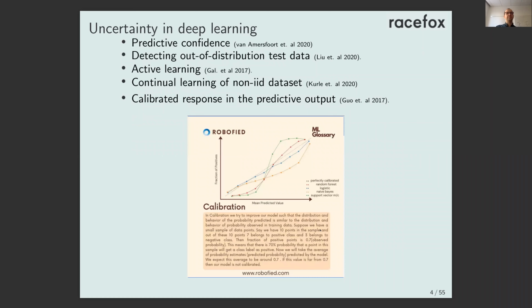Another important property for deep learning is that the predictive output at the end should be calibrated. What I mean by that is that the classification score at the end should really reflect the percentage of that particular class in the training data. If it is higher than it should be, then the method is very confident and is over-calibrated, and if it is below, the method is under-calibrated.